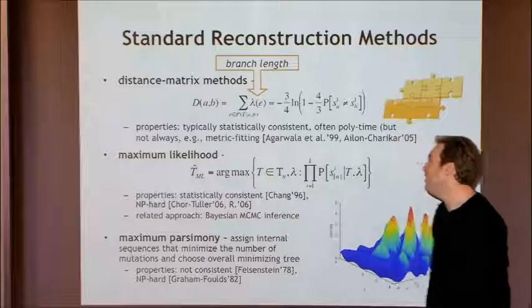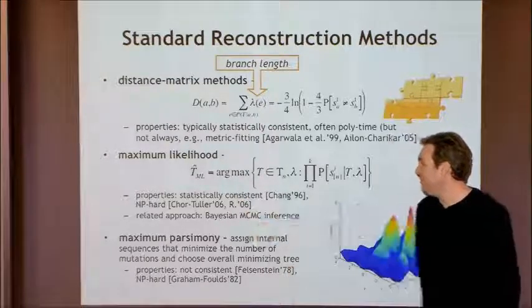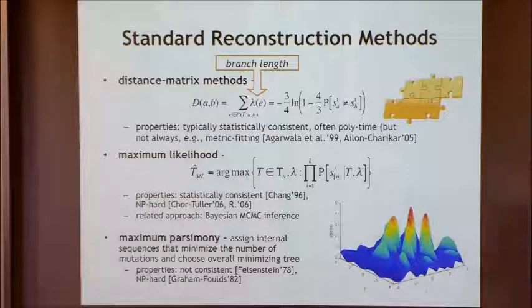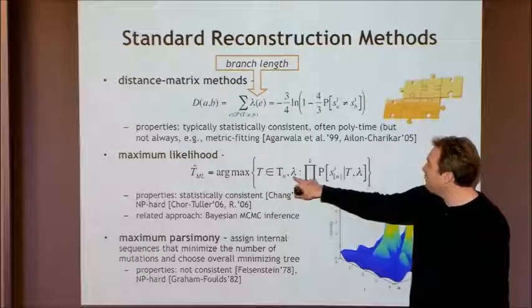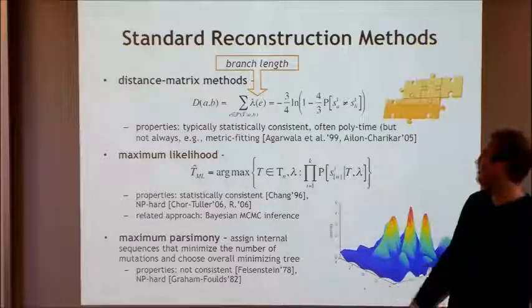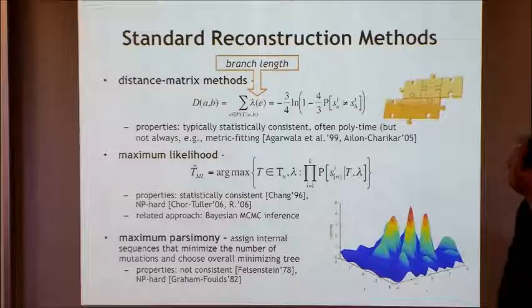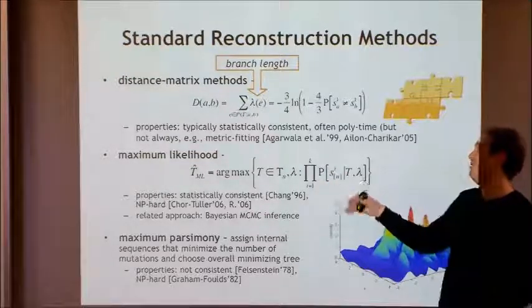If you want to turn this into a consistent method, you can change the objective. Since you're interested in the properties of this algorithm under a model, the natural statistical way to deal with that is to look at maximum likelihood instead. So what I'm going to do here is search over the space of all trees and branch lengths and maximize the probability of observing the data. For every tree and every branch length, I can compute the probability of observing the data under this particular model.